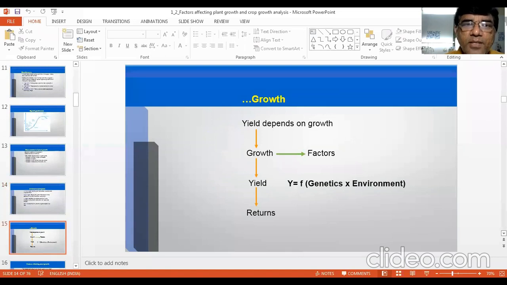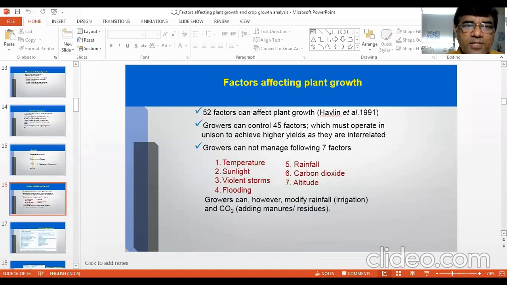And then we have seen the need to study growth. We want maximum returns, and to get that, we want optimum yields. And for optimum yield, we should have optimum growth. So this growth and yield can be manipulated by manipulating the factors that affect them. So, a great deal of factors are there.